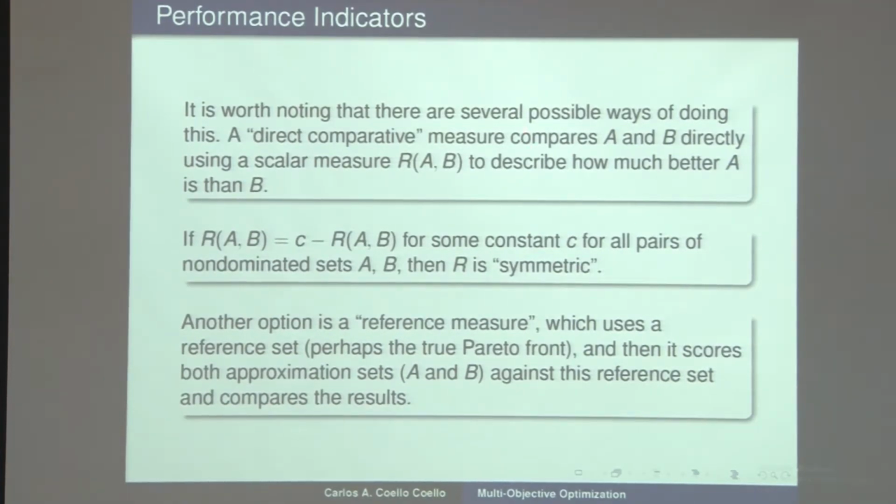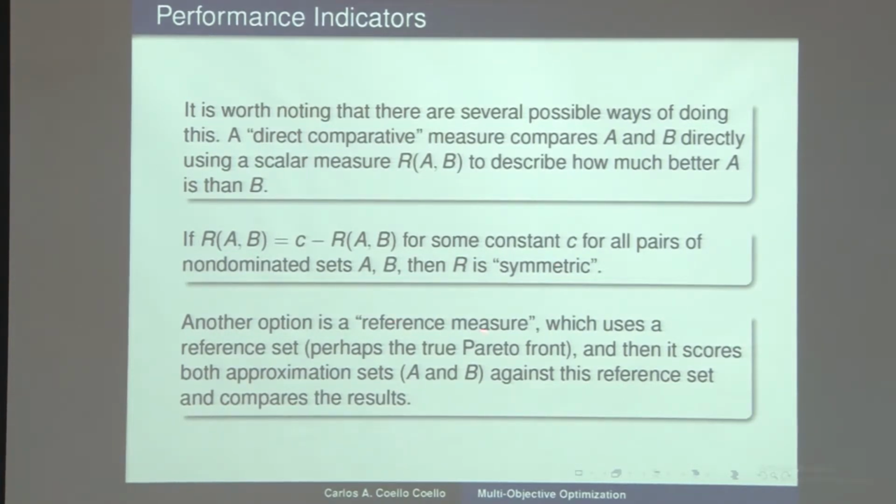There are several possible ways of doing this analysis. For example, a direct comparative measure will compare A and B directly using a scalar measure, which is normally what a performance indicator is. A performance indicator is a scalar measure. So if R of AB is equal to C minus R of BA for some constant C, then we say that R, which is this relation we're using, is symmetric.